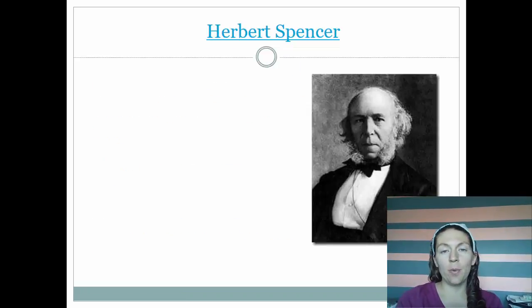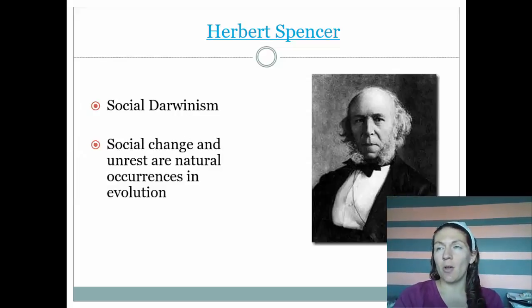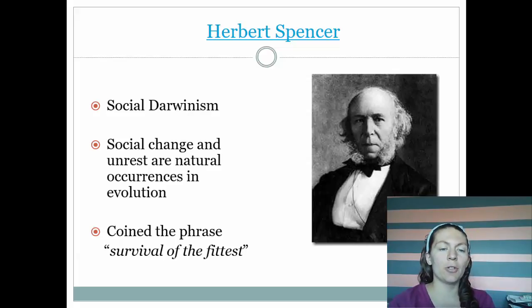Our third person that we need to talk about in our roots of sociology is Herbert Spencer. Many of you in science class are familiar with the term social Darwinism, or Darwinism in general. You may have studied it in biology when you're looking at traits and why certain traits last over time and others fade away, maybe when you did Punnett squares. Herbert Spencer is actually the man who is responsible for coining the phrase survival of the fittest. Oftentimes we give credit to Charles Darwin, but that was Herbert Spencer.